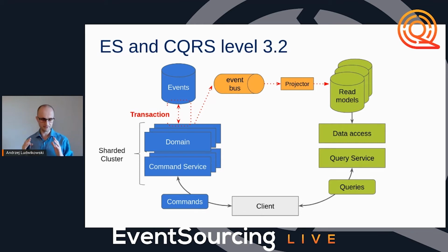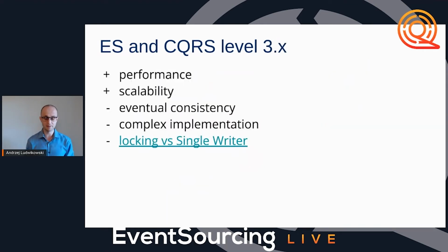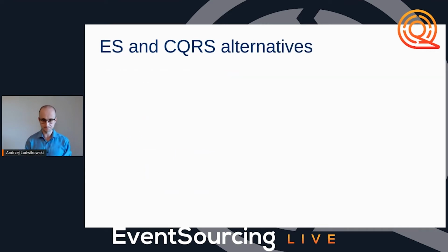And here is our final version of Uber turbo scaling event sourcing architecture. Please don't start with something like that. The goal was to show you all possibilities, and now your job is to pick the level that suits your needs. Most likely, you don't need so complex a system, especially as the first iteration. So, summary: performance and scalability, really great, but eventual consistency, complex implementation, I will not lie to you. And if you want to read more about this locking versus single writer, then just follow the link.